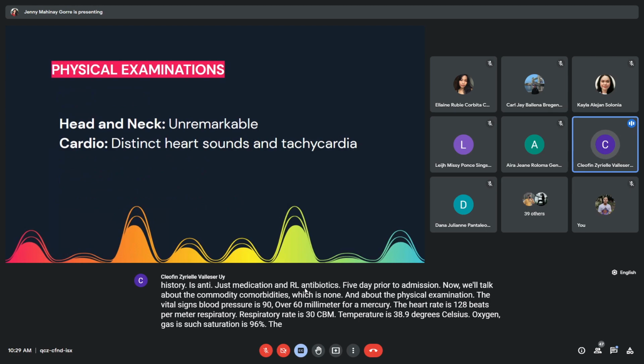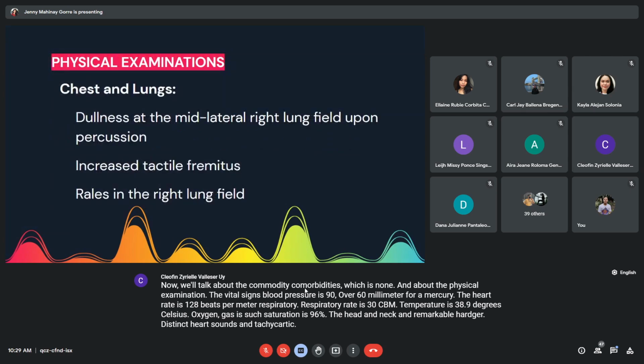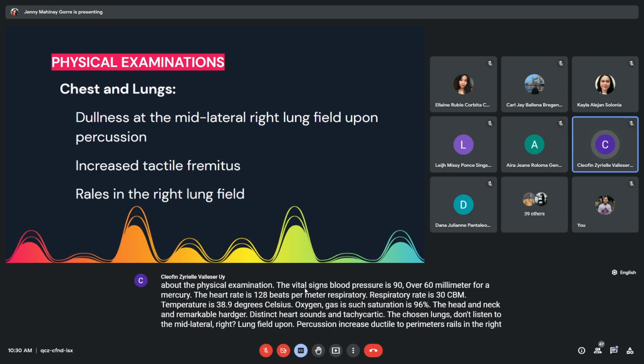The head and neck, unremarkable. Cardio, distinct heart sounds and tachycardic. The chest and lungs, dullness of the mid-lateral right lung field upon percussion. Increased tactile fremitus and rales in the right lung field.